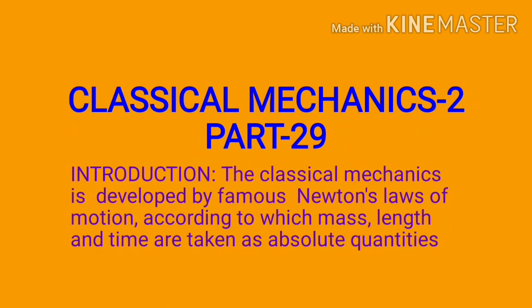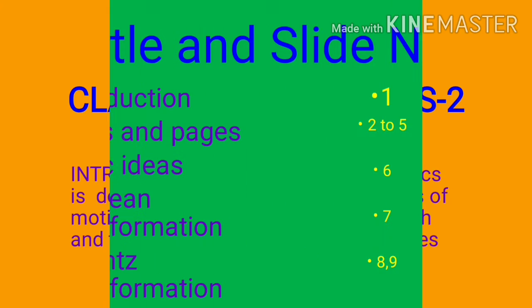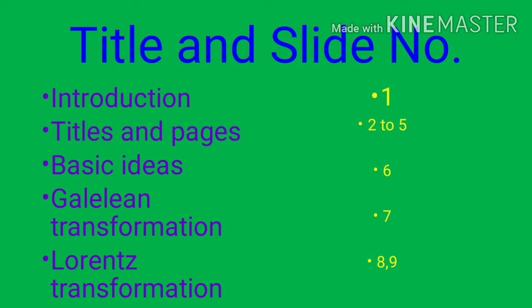We are going to see the classical mechanics part 29. Here introduction is given in the first slide. Title and pages are given from 2 to 5. Basic ideas of Galileans are given in the 6th slide.